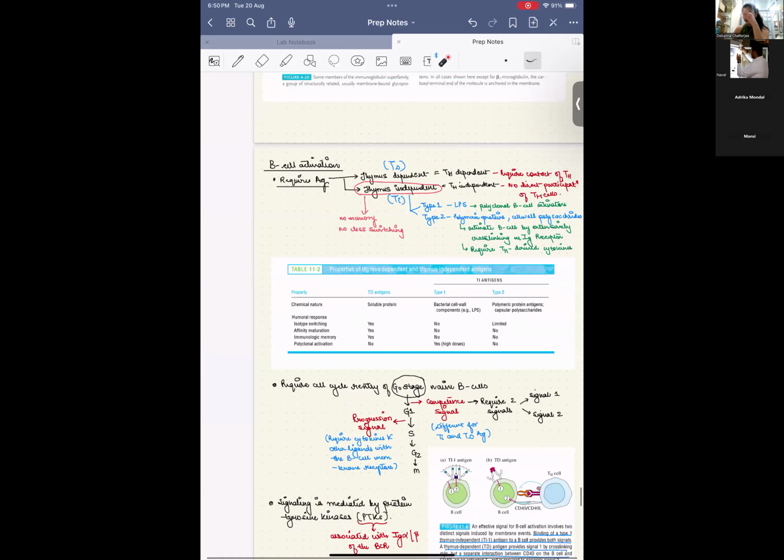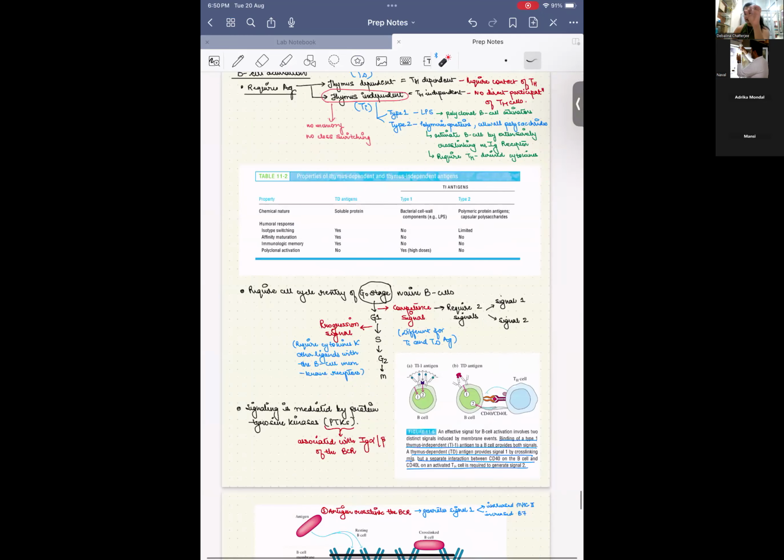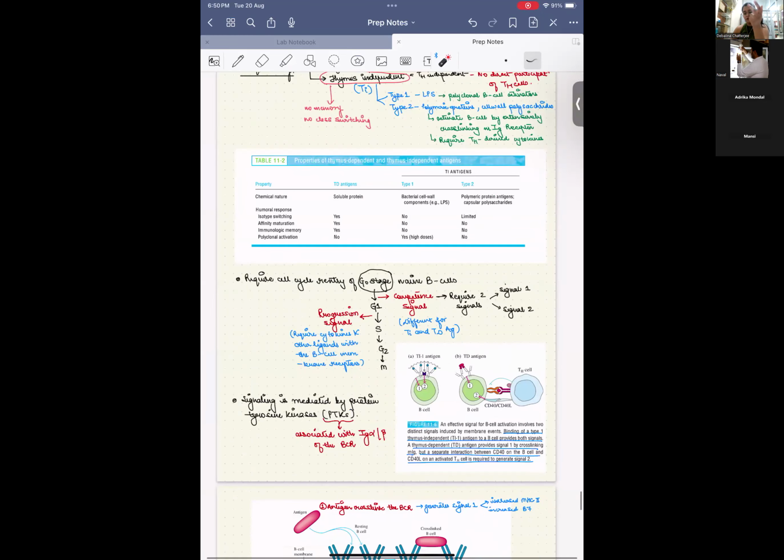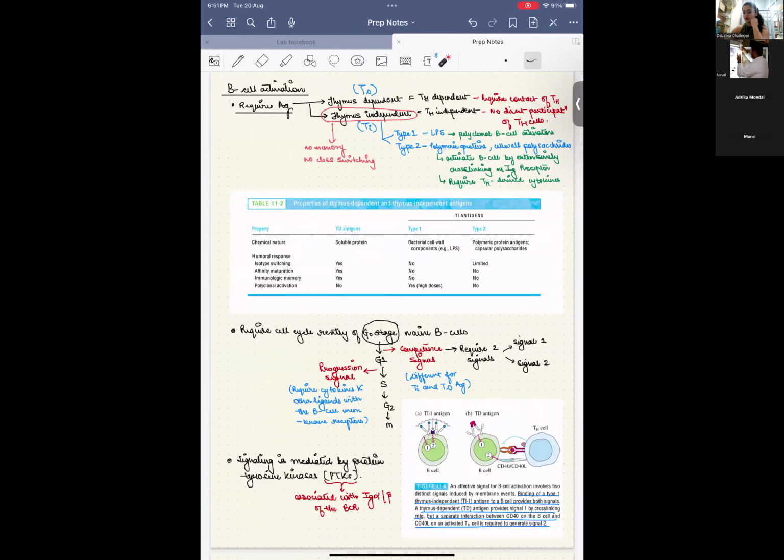Now, once you understand that the process of B cell activation requires antigen, we have two types of antigen based on whether they require T helper cells or do not require T helper cells. So two things are for sure: antigen is required, and there might be a role of T helper cells.